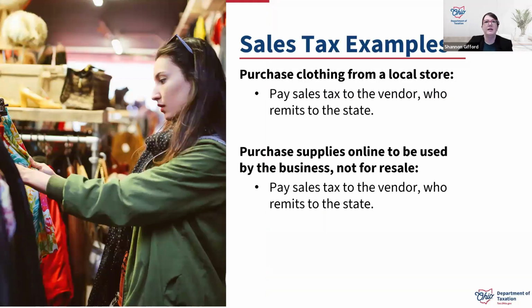Just a few sales tax examples I'm sure we're all familiar with. First is purchasing an item, say clothing from a local store. When you purchase it, you will pay the sales tax to the vendor, who then remits it to the state. Similarly, you pay sales tax when you purchase something online. That vendor will then remit it to the state.